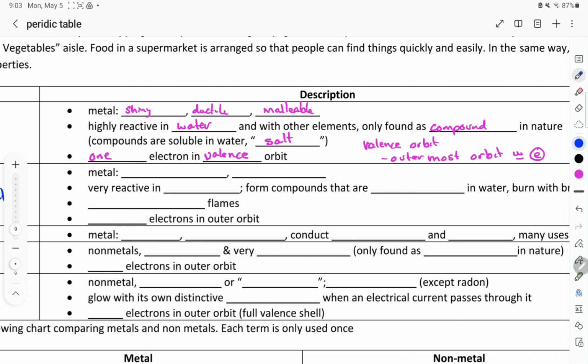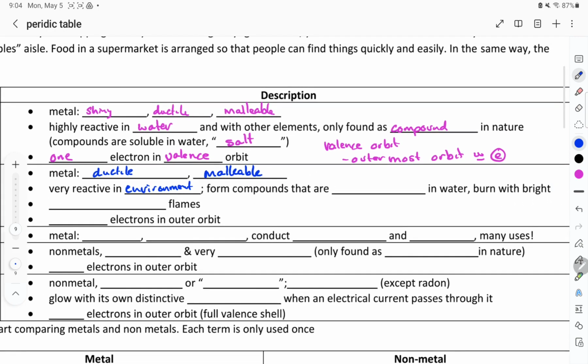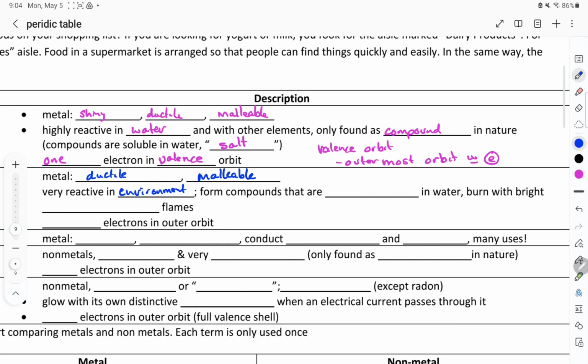Our group 2 metals are alkaline earth metals. These are very reactive metals as well, and they're ductile and they're malleable, but they're not as shiny as group 1. They're very reactive in the environment. They form compounds that are soluble in water.